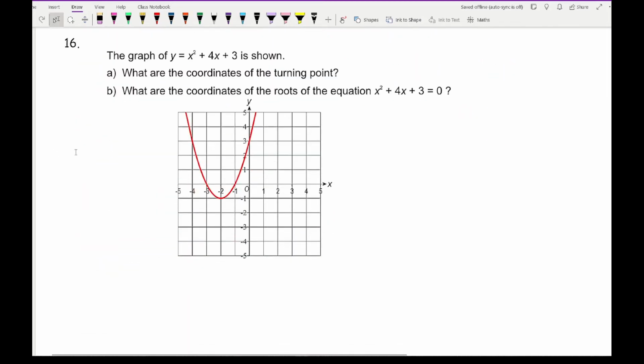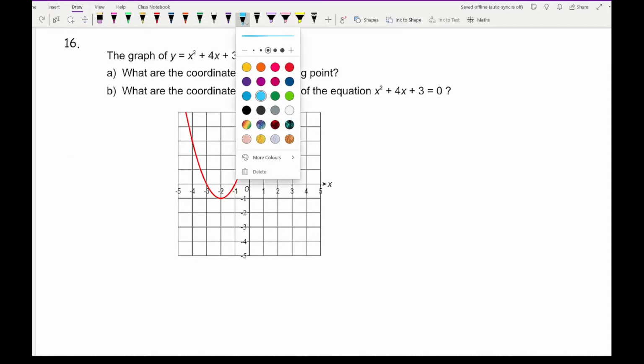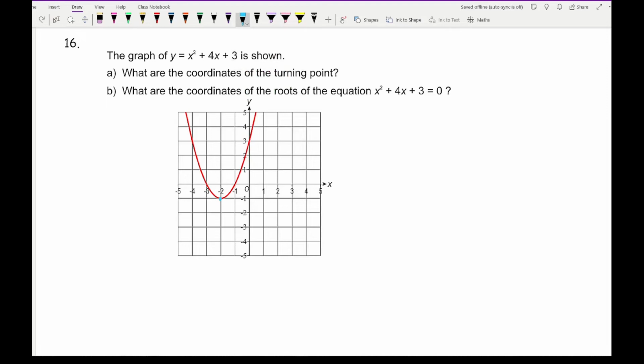For question 16, it says the graph of y equals x squared plus 4x plus 3 is shown. What are the coordinates of the turning point? Now the turning point is this point here. So what coordinate is that? Well, that's going to be minus 2, minus 1. The next question then says what are the coordinates of the roots of the equation? Well, the roots are where the line crosses the x-axis. So it's at this point here and this point here. So the coordinates are going to be minus 3, 0, and minus 1, 0.